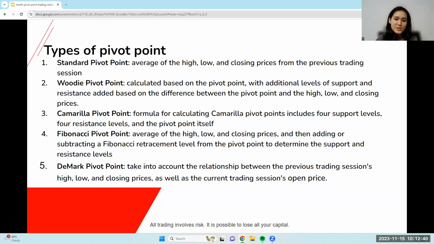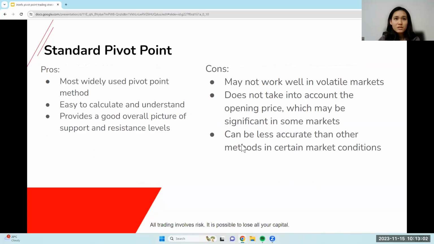So the main differences between the various pivot point trading strategies are just the formulas that are used to calculate the pivot points, but also the placement of support and resistance levels. Depending on your personal preferences and the specific characteristics of the market that you're trading, you can then implement these different methods. Okay, so let's look at the pros and cons for each of them.